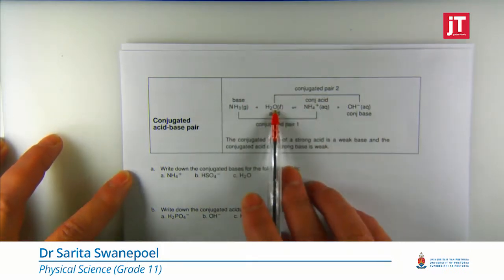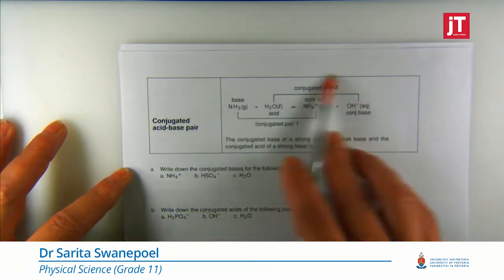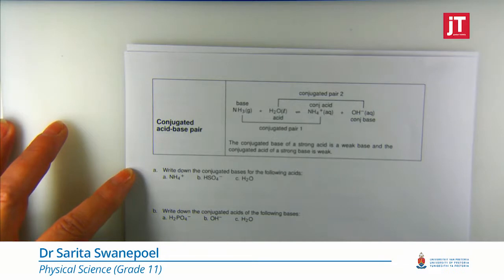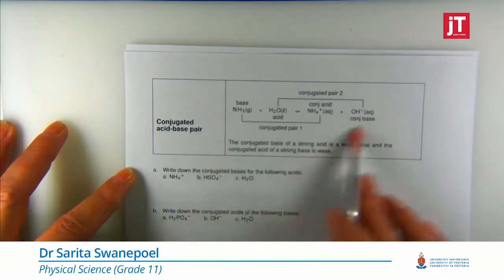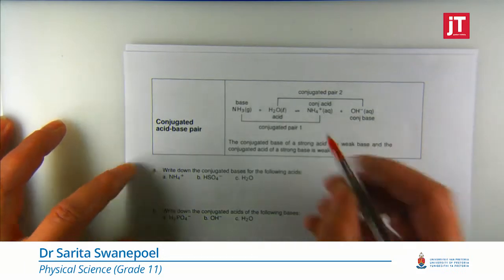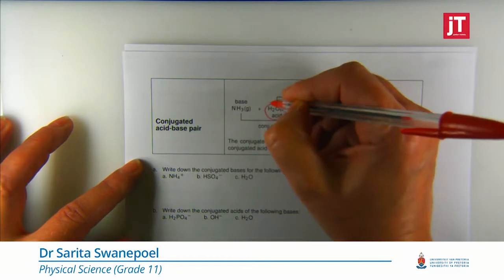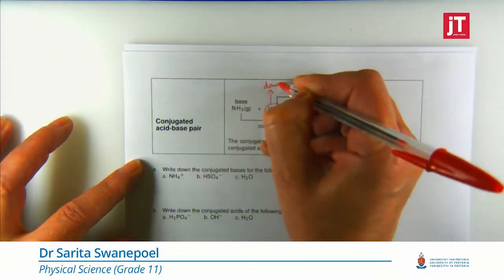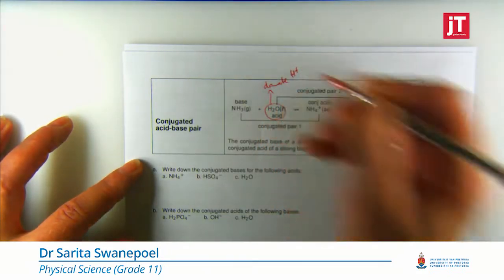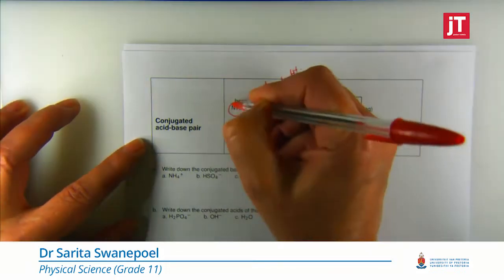What about the other two? When you look at water and OH minus, what's the difference between them? One H plus, so they are a conjugated pair. So what is an acid? An acid is something that can donate an H plus. What is a base? That is something that can receive an H plus.